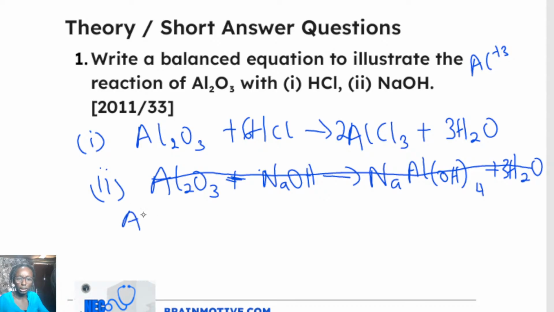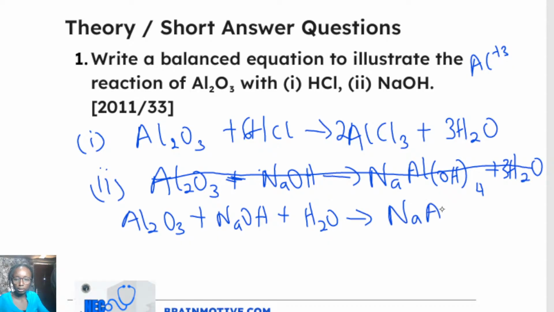Something else I'm going to change is that I'm going to write this equation, but this time around with water, so that I will have my complex salt. That makes more sense. This will be easier to balance.